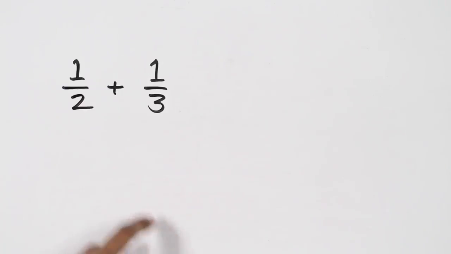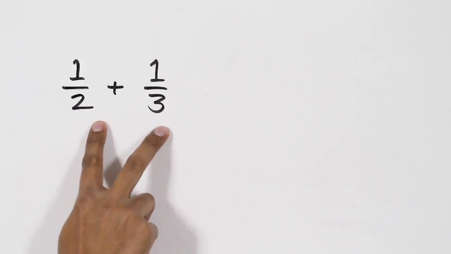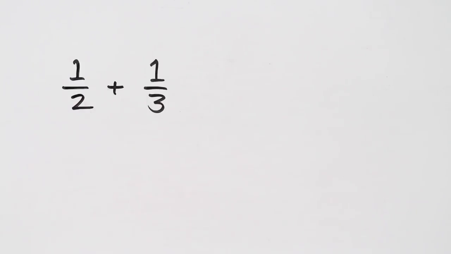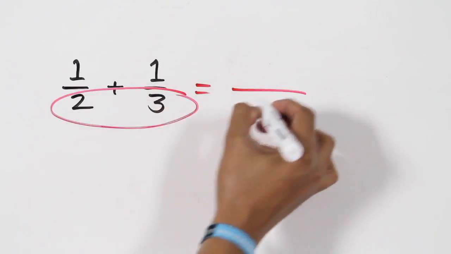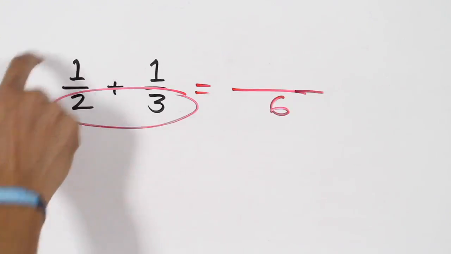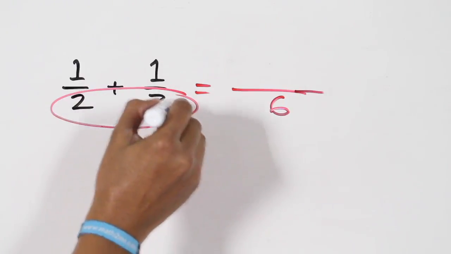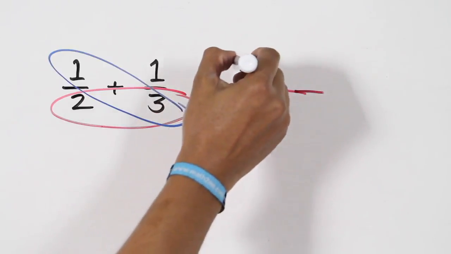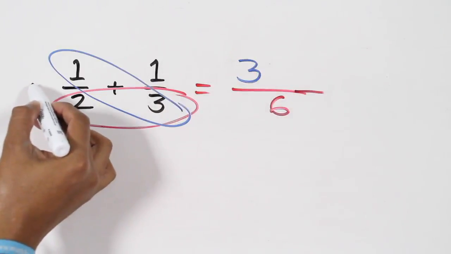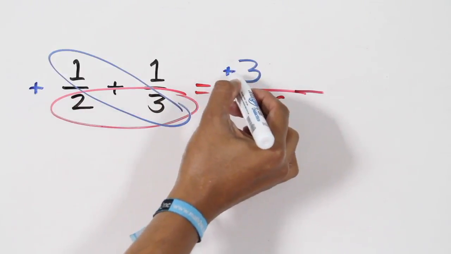The following procedure works when you have an addition or subtraction of two fractions with unlike denominators. Step number 1. Multiply straight all the bottom numbers. So 2 times 3 equals 6. Step number 2. Multiply the top number of the first fraction by the bottom number of the second fraction. In this case, 1 times 3 equals 3. And keep the same sign of the first fraction. In this case, plus. So we write another plus.